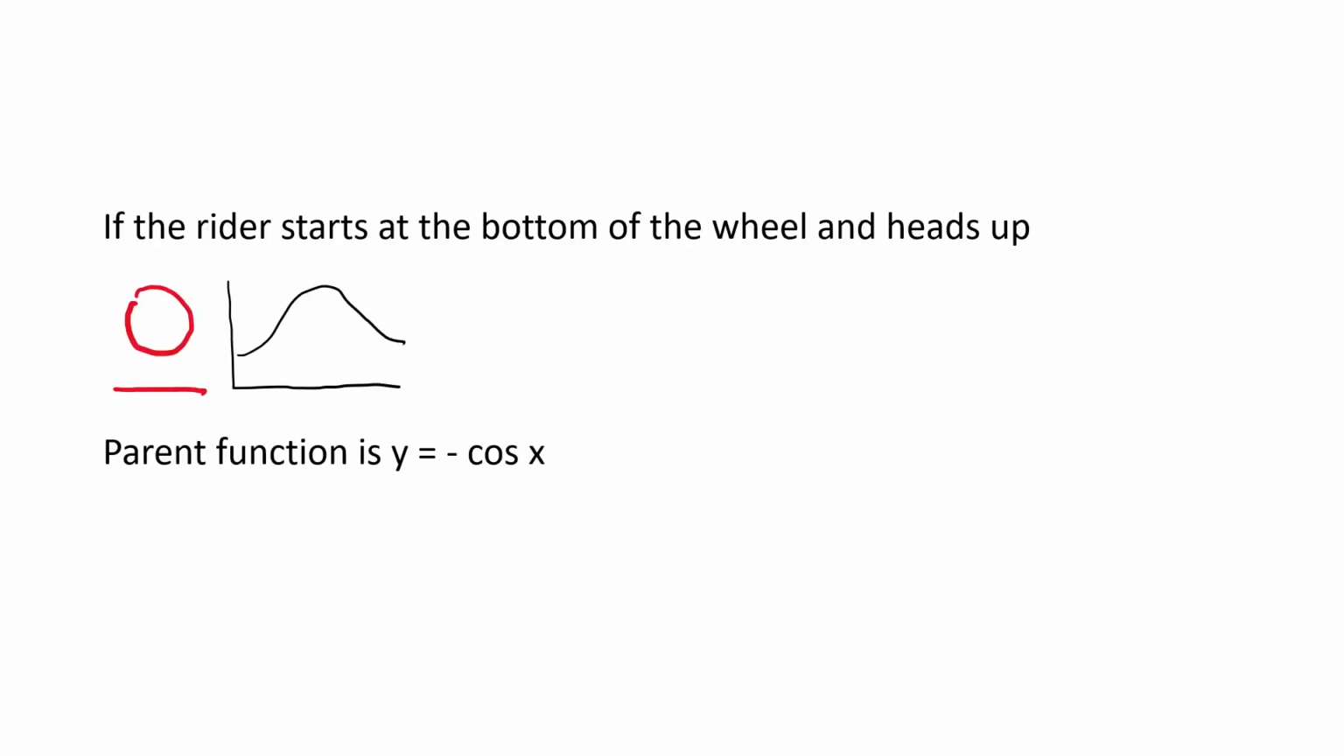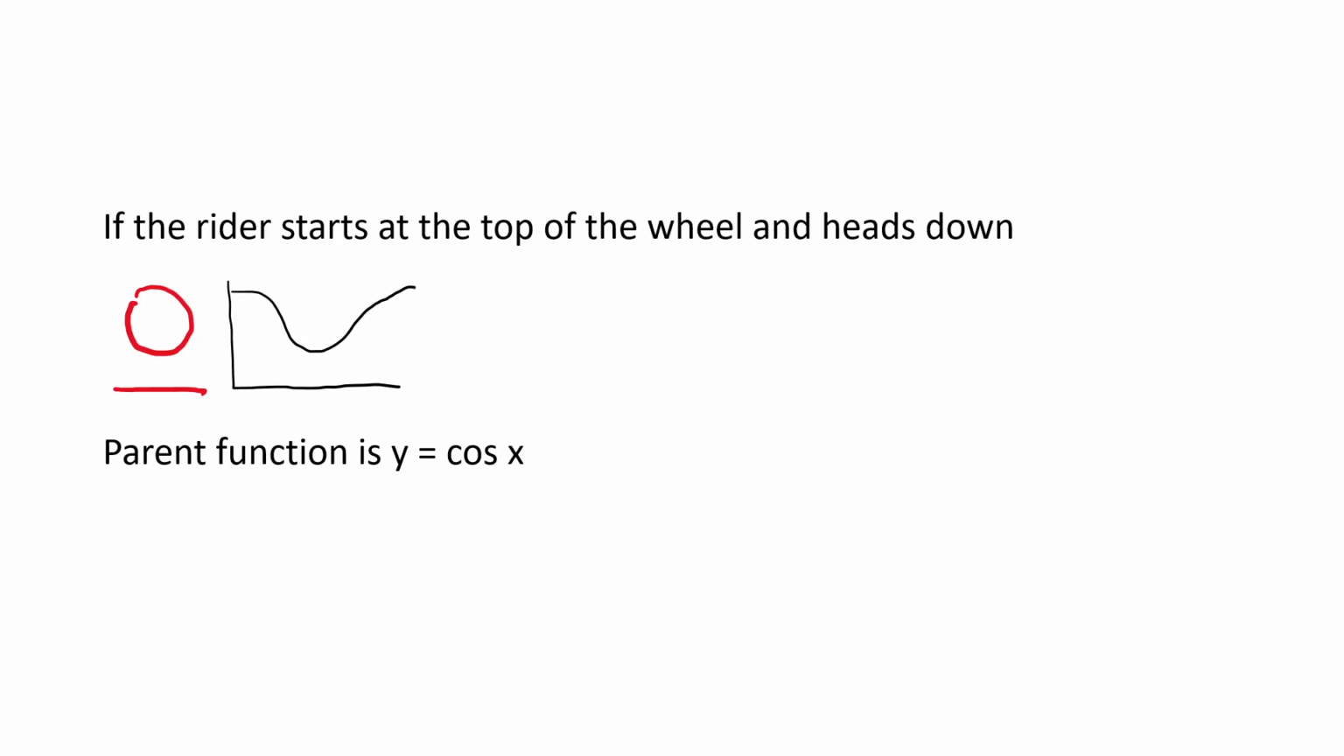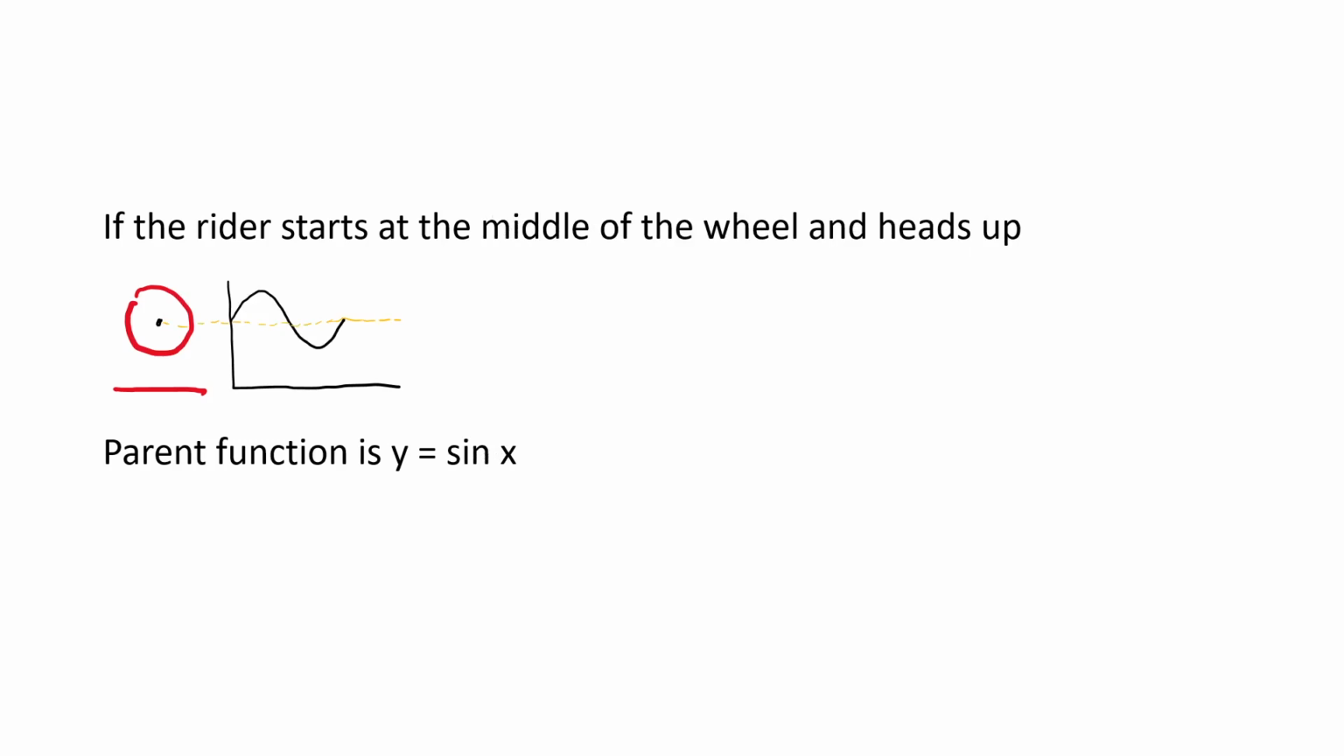Now, if the rider starts at the bottom of the wheel in a Ferris wheel question heading up, the parent function will be negative cos x. If a rider starts at the top of the wheel and heads down, the parent function will be positive cos x. If a rider starts at the middle of the wheel, then you need to know if they're heading up or down to start. If the rider's at the middle of the wheel heading up, the parent function will be y equals sine x. But if they're starting at the middle of the wheel and heading down, the parent function will be negative sine x.